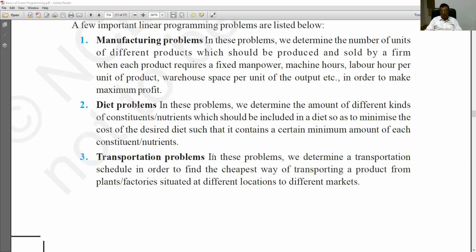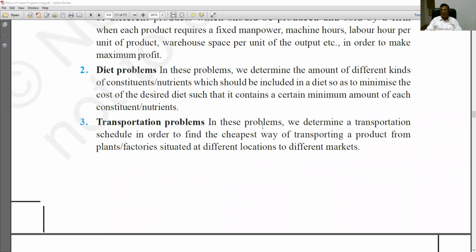And you see here in these problems, we determine a transportation schedule in order to find the cheapest way of transporting a product from plants, factories situated at different locations, to different markets. As I have taken the example of Jaipur and Mumbai, and of hardware production, or any aspect you are planning to discuss.